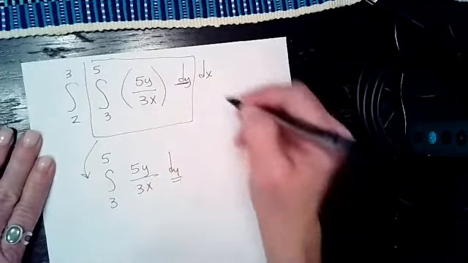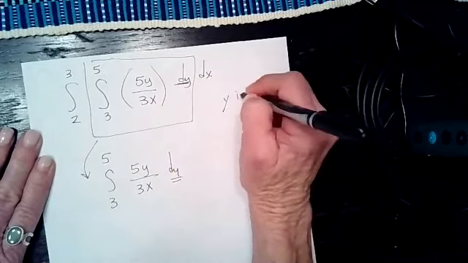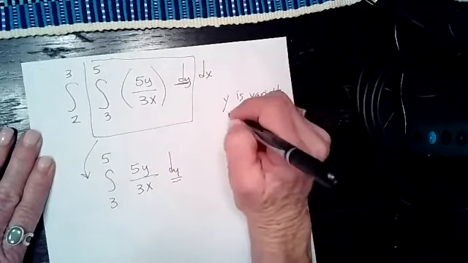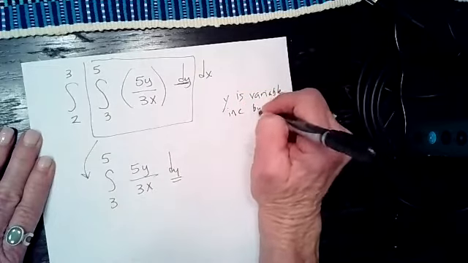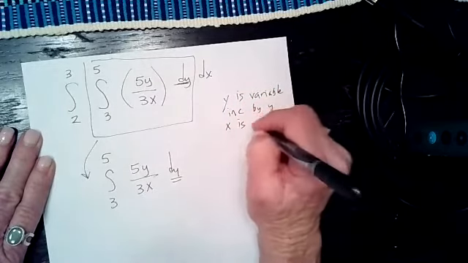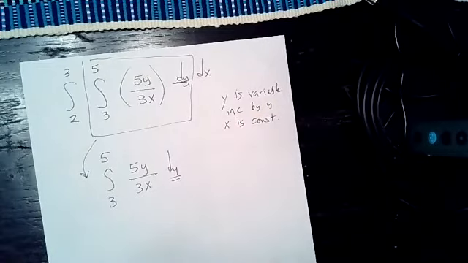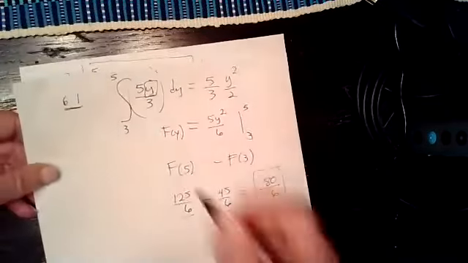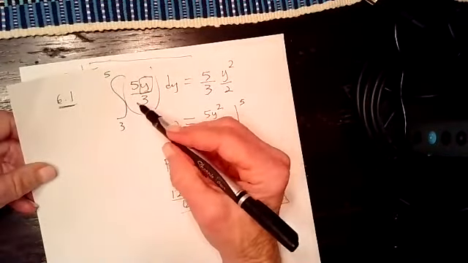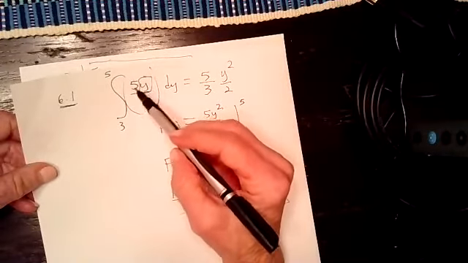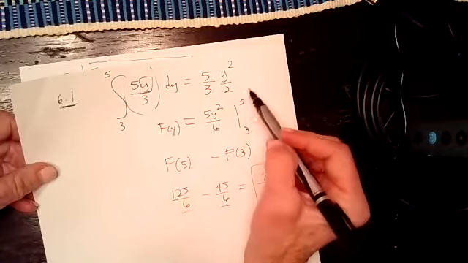Okay, so what does that tell me? So y is my variable term. I'm increasing by y, right? And then x is constant. And so in my fraction, when I had 5y over 3, I brought my constant over and I increased the variable term. I integrated the variable term. Let's do the same thing here, okay?